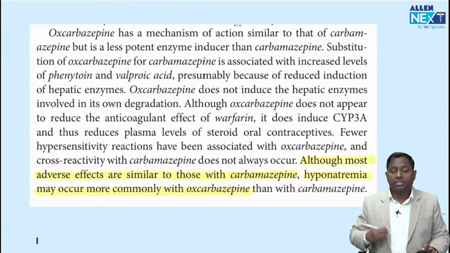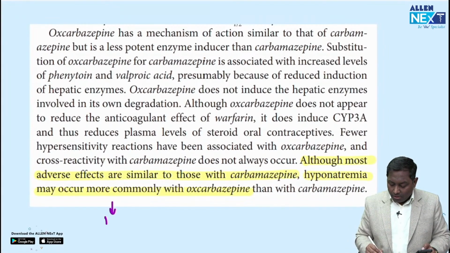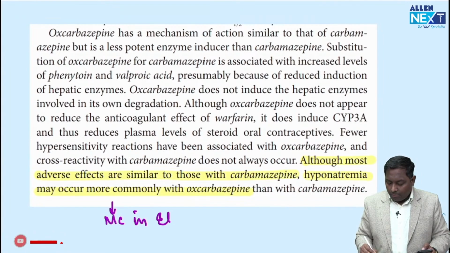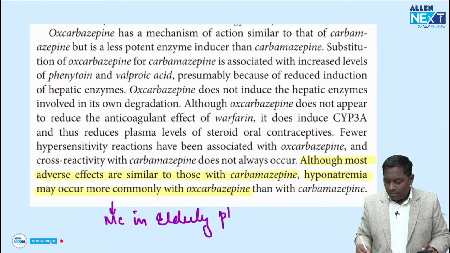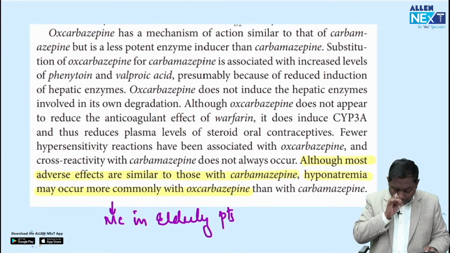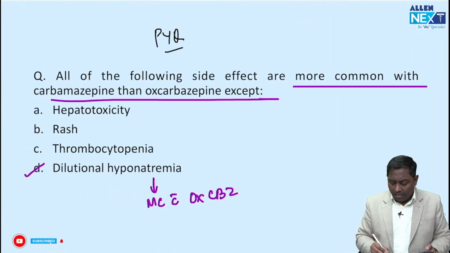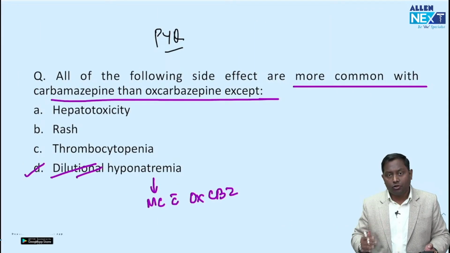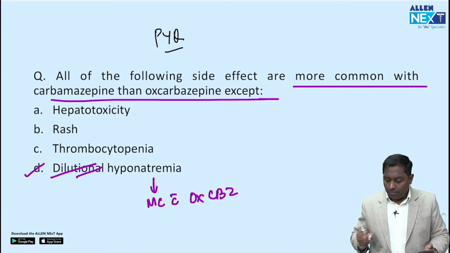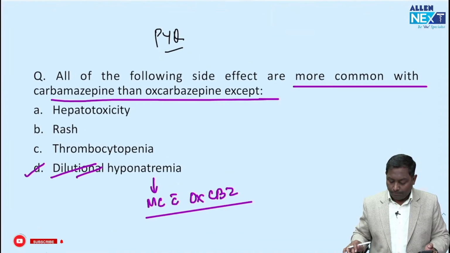oxcarbazepine has more risk of dilutional hyponatremia, and it is more common in the elderly population. So this is one of the direct questions. The option is only hyponatremia. If it says hyponatremia, then it's still the same. If dilutional was not there, there is nothing to worry about. Hyponatremia is again going to be more common with oxcarbazepine, right? So D is the correct answer.